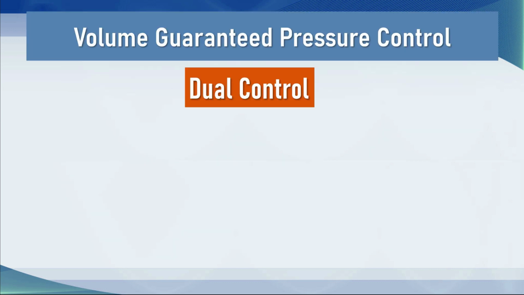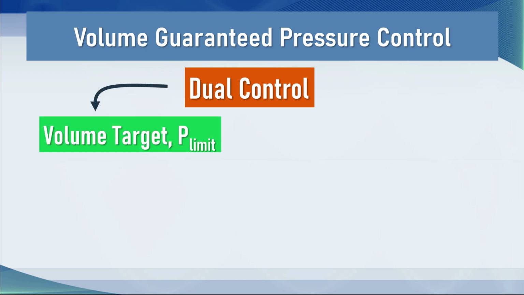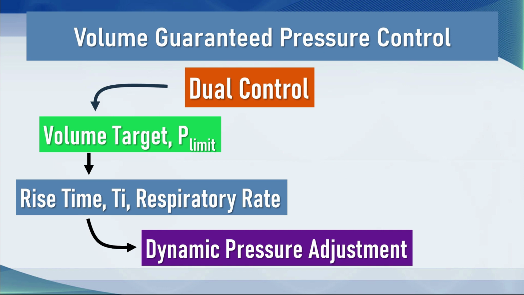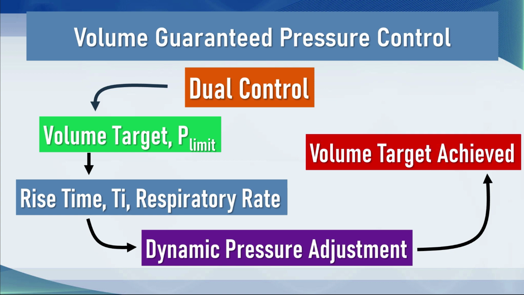So the paradigm works something like this. You put the patient on this dual control mode and you set up a tidal volume that you desire. You also set a pressure limit beyond which you don't want the airway being pressurized. You also set up a rise time, an inspiratory time, and a respiratory rate. And when you put the patient on the ventilator, it makes dynamic adjustments to airway pressure from breath to breath to attempt to achieve the target tidal volume. And each time there's a breath given, the whole cycle goes again.